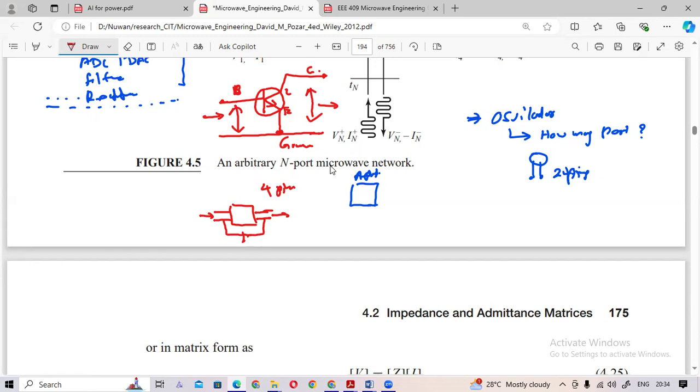Actually, this normally means port, not pin. Port is not equal to pin. Port means this is the port. The total signal should be given here. This is the port, and this is the input port: the signal one and the grounded one, the ground terminal. And this is the output port: this one and the ground terminal. So this is a two port. Although it has three pins, it has two ports. Understand? Okay.